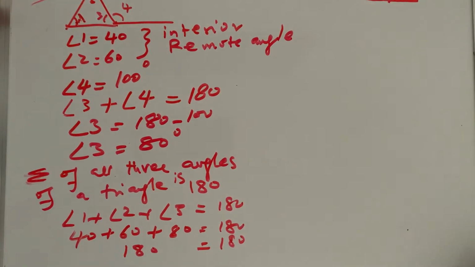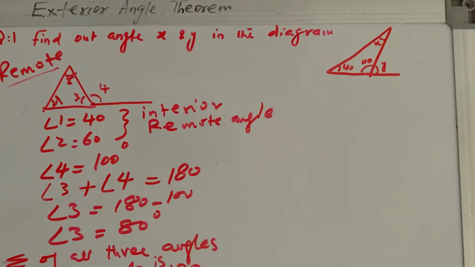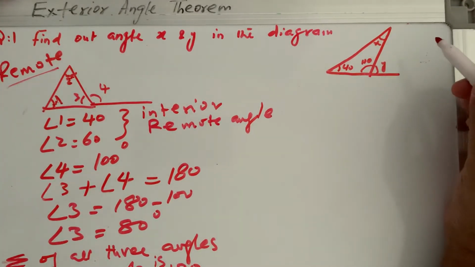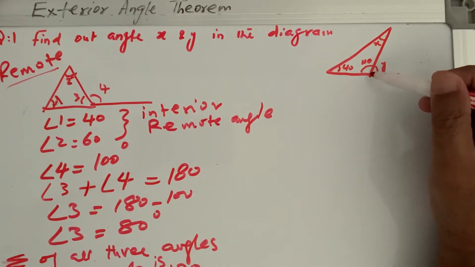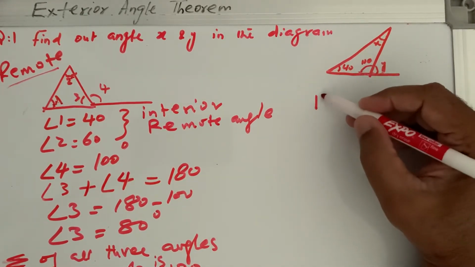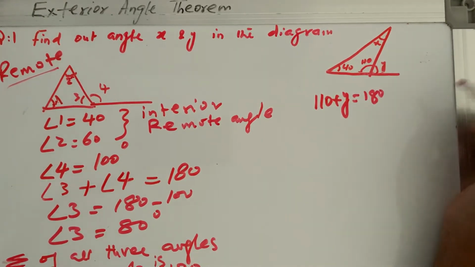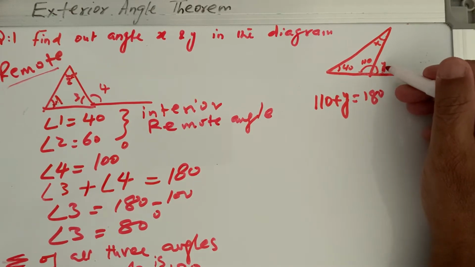One more time I will repeat: the exterior angle theorem says an exterior angle of any triangle is equal to the sum of the opposite interior angles. Now come back to the question. What we need to do is make equations. One thing is that the sum of these two angles is equal to 180, so 110 plus y is equal to 180. This is my one equation, and from it I can find y.